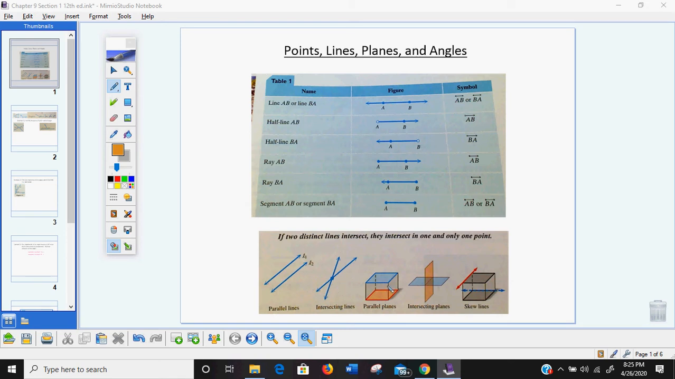We can also do planes. You can have parallel planes or intersecting planes. And the last type is called skew lines. Skew means they do not ever touch, but they're not parallel. They're in different planes. So the red one's going one direction in one plane. The blue one is going another direction in a different plane, but they never touch.